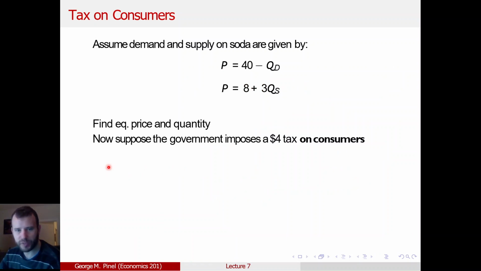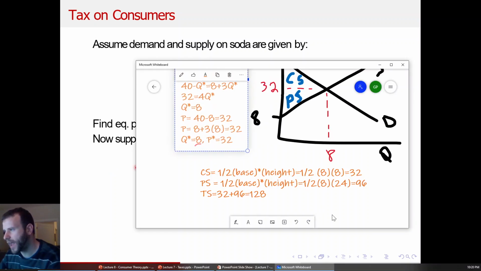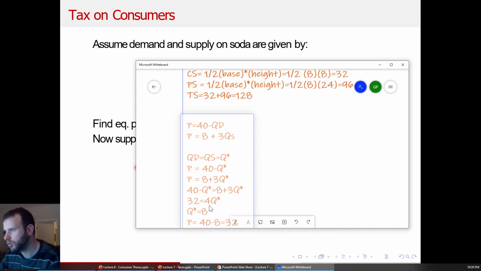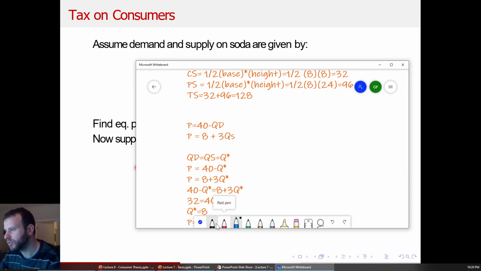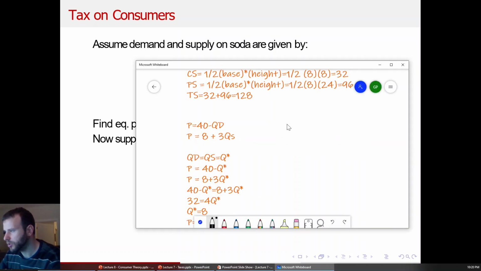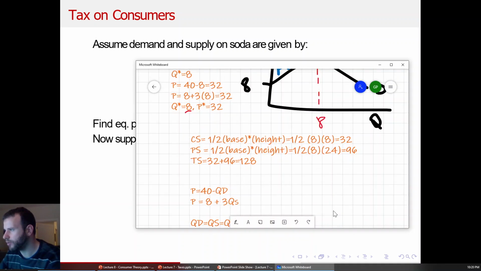Okay. So now suppose the government implements a $4 tax on consumers. So what happens when the government implements a $4 tax on consumers? Okay, so this is on consumers, right? Not on producers. So let's see if I can copy this graph over.